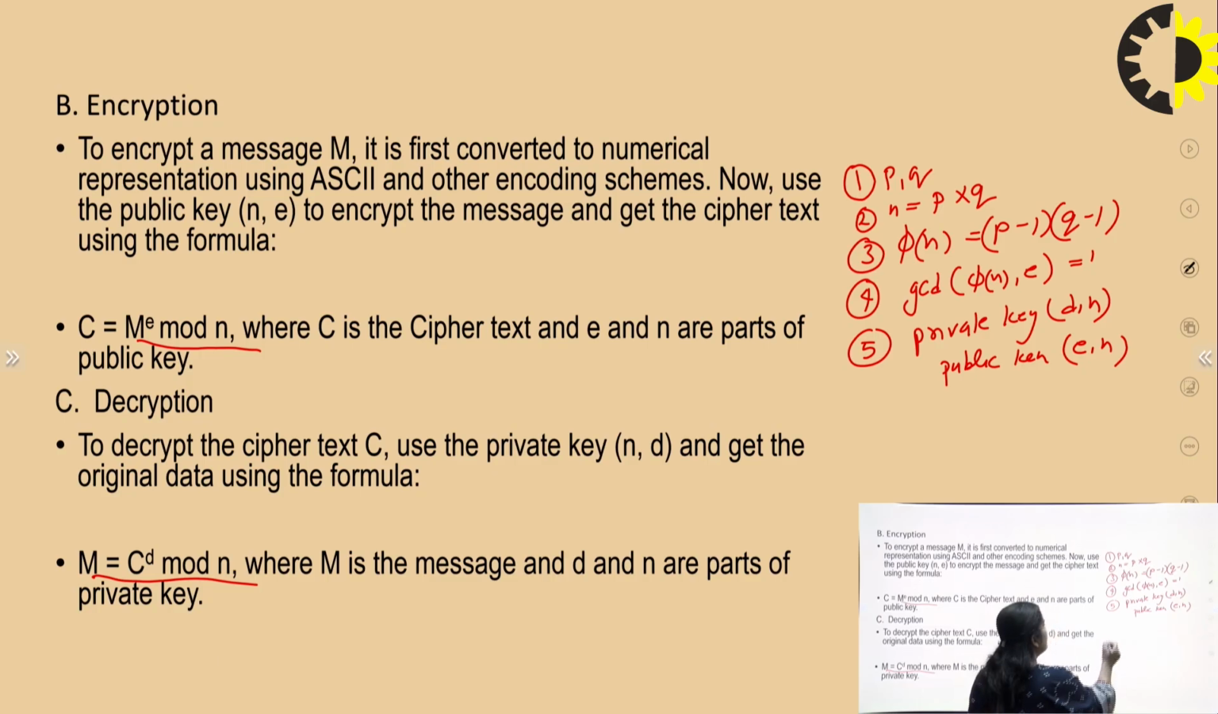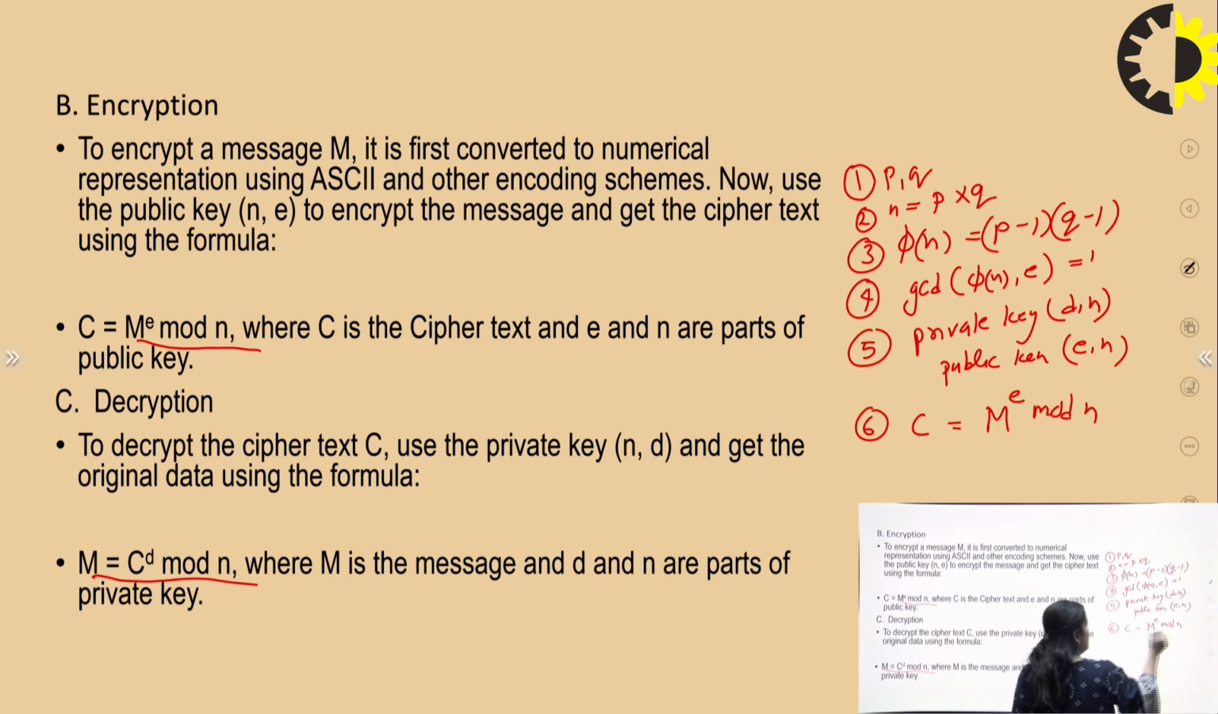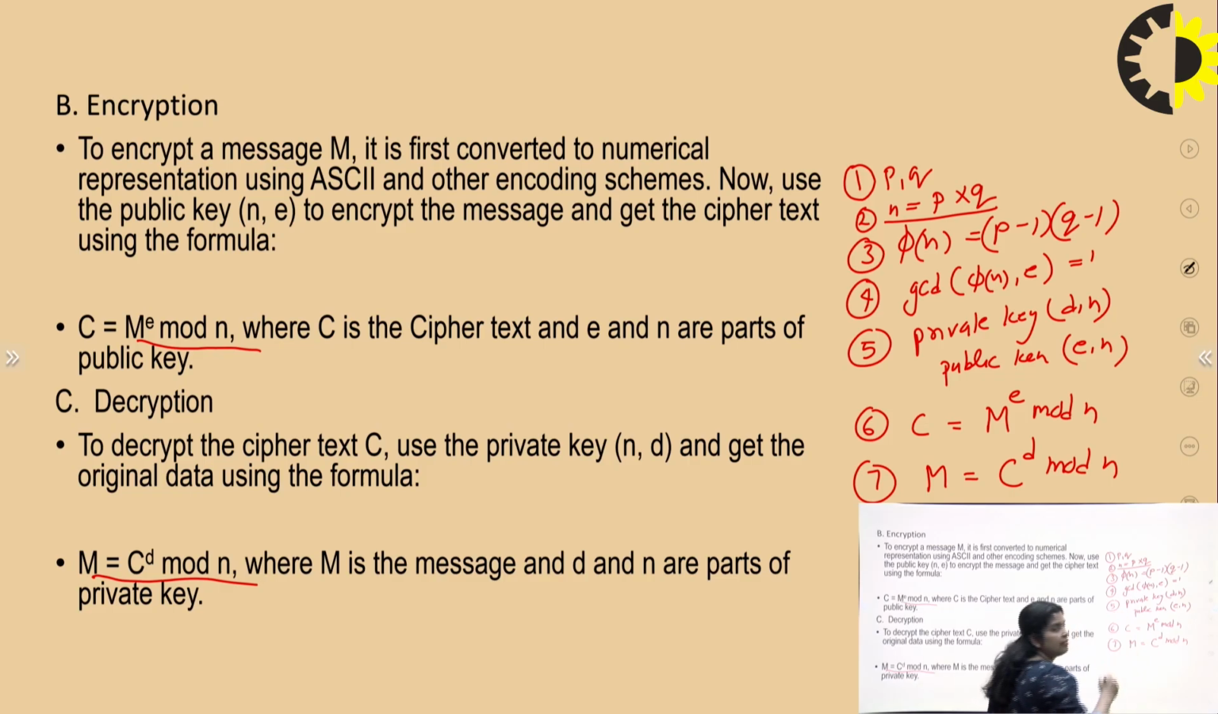Fine. And one more thing: ciphertext you can get as M to the power E mod N, and the message or plain text you get with C to the power D mod N, where N is P into Q. So, M equal to C to the power D mod N.